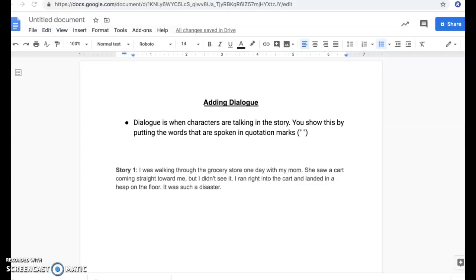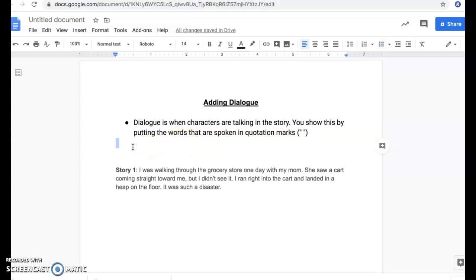Okay, I'm going to show you how you can add dialogue to your story. So dialogue is when characters are talking in the story. You show this by putting the words that are spoken in quotation marks. And here is what quotation marks look like. They look like two little lines on top on the left and two little lines on top on the right.